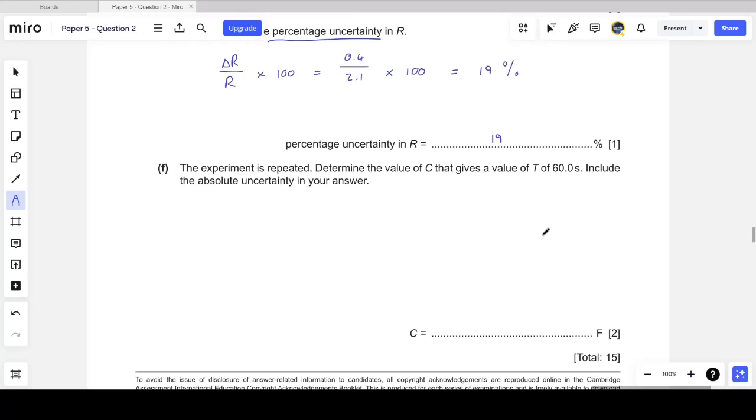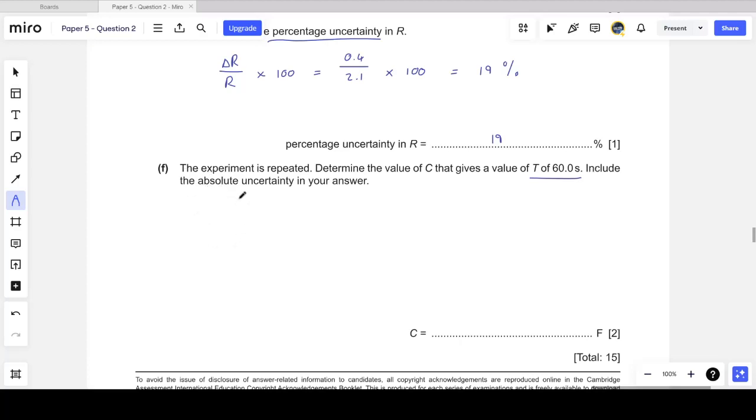And in part F, we are told that the experiment is repeated, and we want to determine the value of C that gives a value of t of 60 seconds, including the absolute uncertainty in the answer. So we are given a value of t with certainty. We're going to make the assumption that that t value is certain, 60.0 seconds. There's no uncertainty in that. And then we want to find the value of C that will give us this time t.